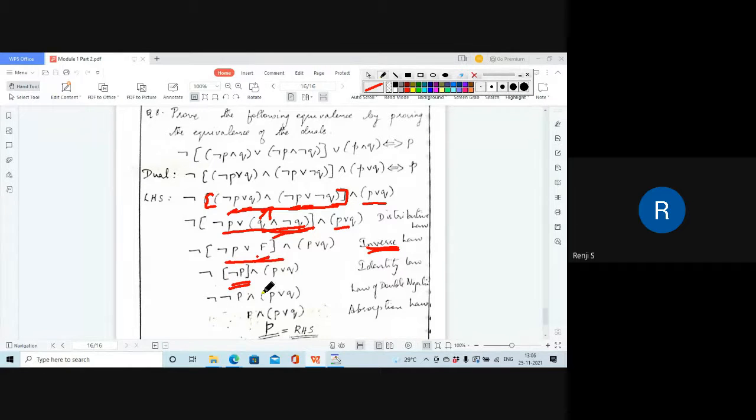Okay, so I hope you understood this. Not of not P: you are applying the double negation law, and you will get P here, and finally P and P or Q is P by the absorption law. Okay.